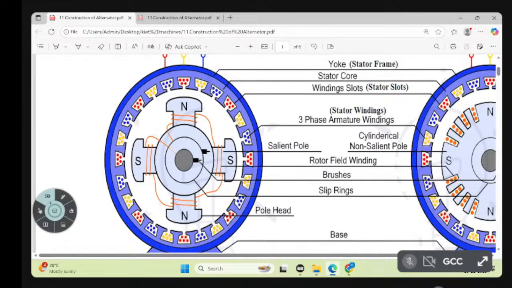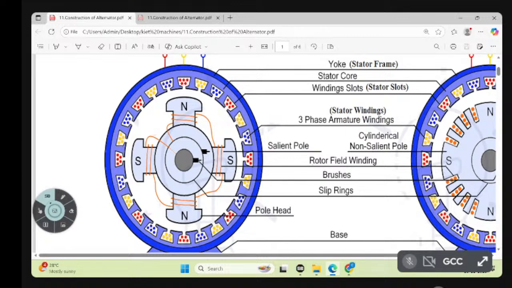On one slip ring, one brush is fitted. On the other slip ring, the other brush is fitted. So one brush is the positive brush, positive terminal. The other brush is for the negative terminal. Why? Because we require DC. For a field, what do we require? DC supply. It is an AC generator actually. AC generator means we will have only AC output.